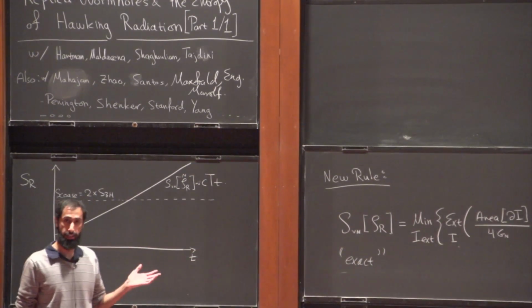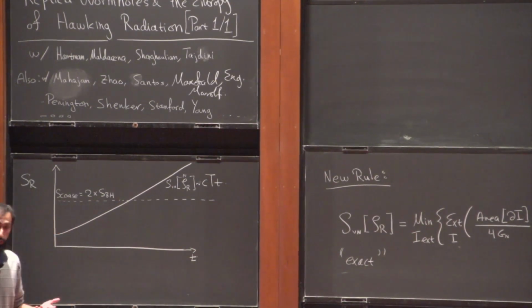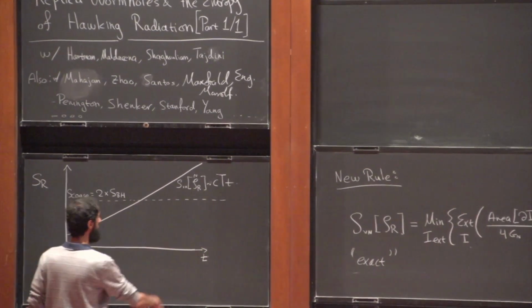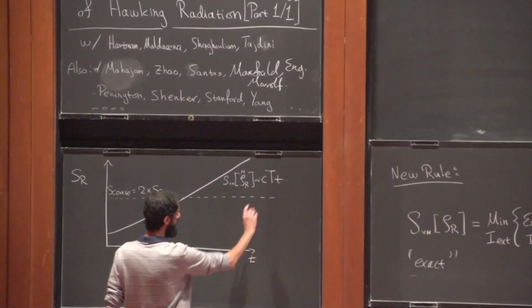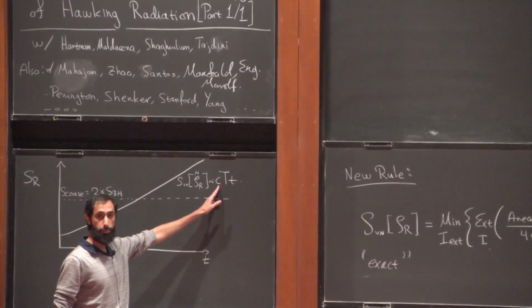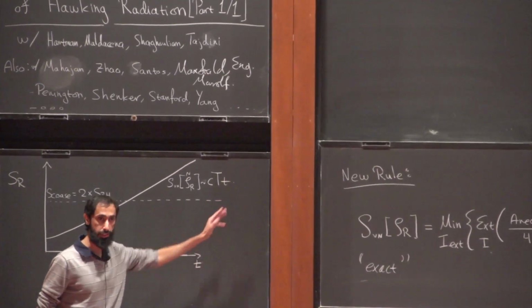This black hole is static. The temperature is fixed for all time, and the rate at which these Hawking modes are produced is controlled by the temperature. Well, it's just equal to the temperature, and so you expect a linear growth as such. It's controlled by c, the central charge of the field theory, times the temperature times time.